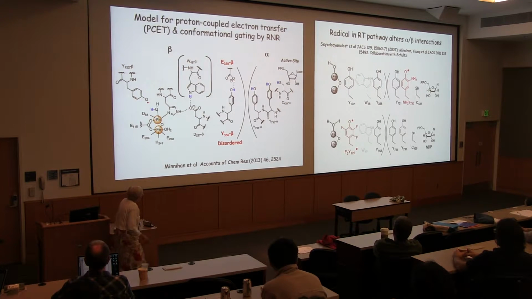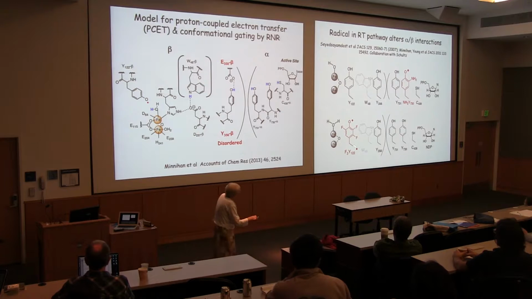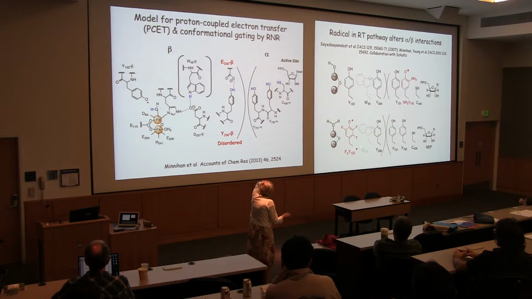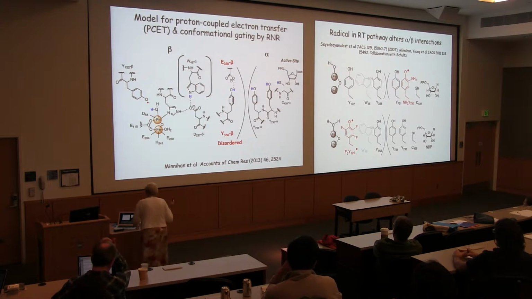Here's another example where we put fluorinated tyrosyl radicals in the position of the normal tyrosine. It uncouples the conformational gating. We've studied this in a lot of detail. I'm not going to go into this.